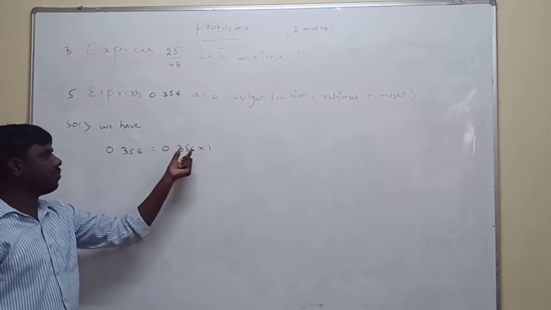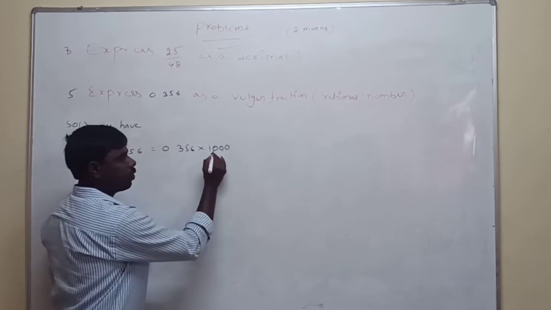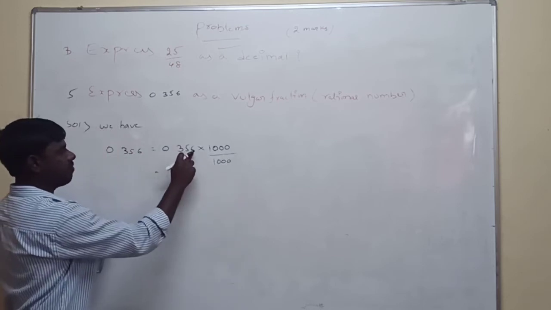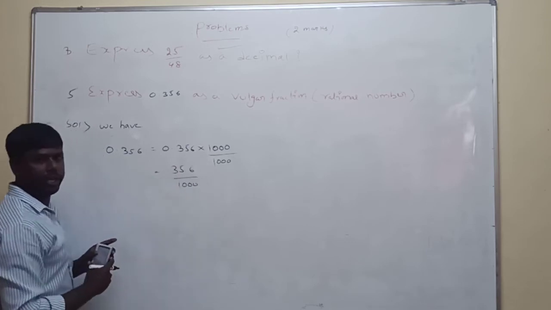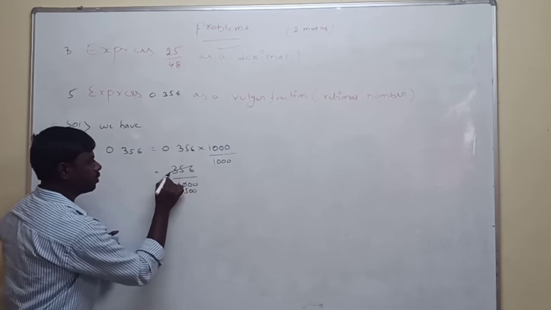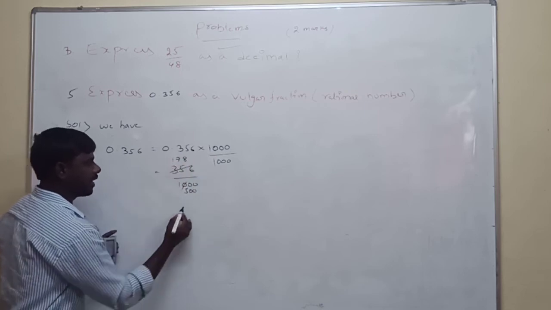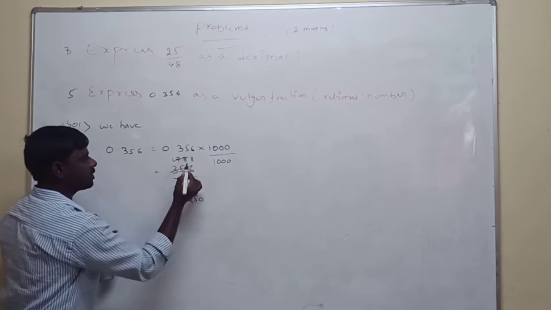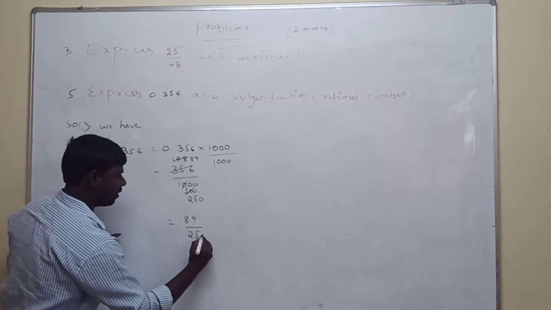3 numbers after the point. We can mention the 3 zeros: 1, 0, 0, 0. So what are we getting? 1000. So multiply and divide by 1000. So 0.356 into 1000 is 356 by 1000. Now check divisibility by 2 or 5. Divide by 2 repeatedly: the numerator goes 356, 178, 89 and the denominator goes 1000, 500, 250. The final answer is 89 by 250.